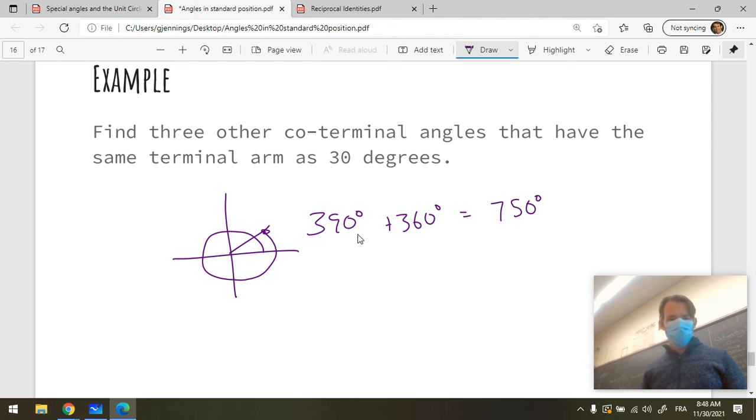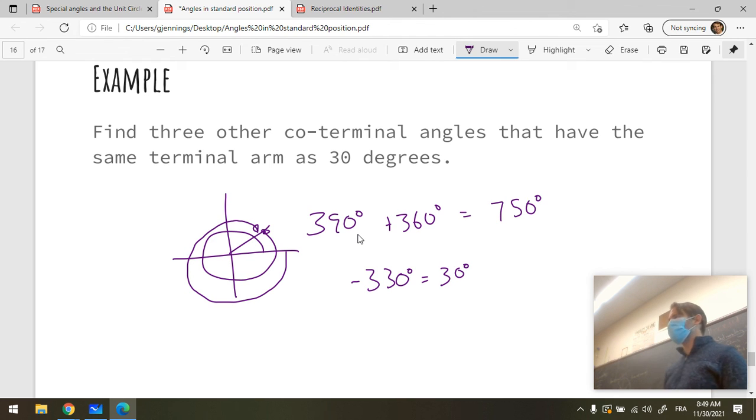And we could also go the opposite direction. We could also go this way. So you were almost there. You just had the wrong flavor of 330. Negative 330 would also give us that angle. These are all angles that are the same thing as 30 degrees. Well, they're a little different. In different contexts, you might need to distinguish between these different angles, but they have the same trigonometric ratios. They have the same terminal arm.